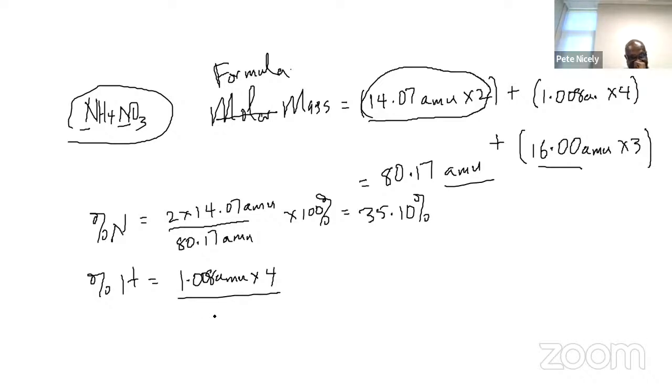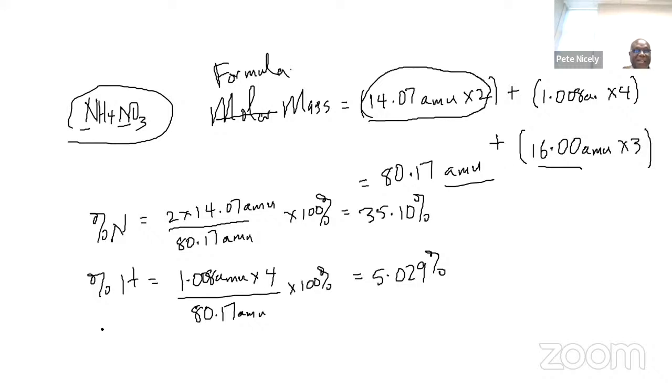What goes down here? The 80.17, that? Exactly, 80.17 AMU times 100%. So let me do that. So 4 times 1.008 divided by 80.17 times 100. So according to my calculation, this works out to be equal to 5.029%. And then we're going to do a calculation for oxygen.